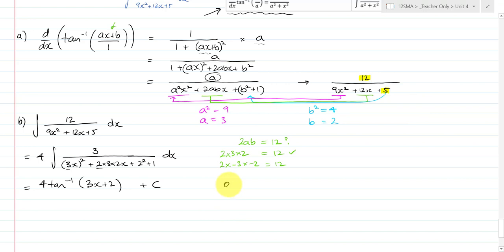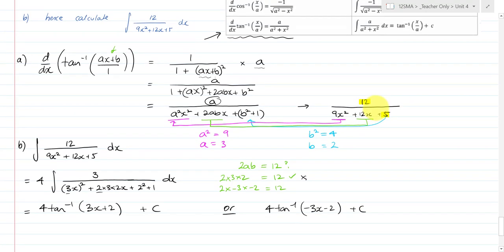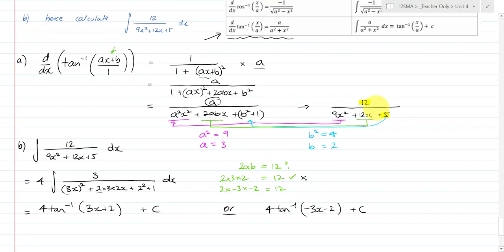And of course, we should also recognize the fact that we did say we can't have a as negative and b as positive, because that mucks this up. It makes it negative 12, but we can have them both negative. So we get negative 3x minus 2 plus c. That's also a solution.